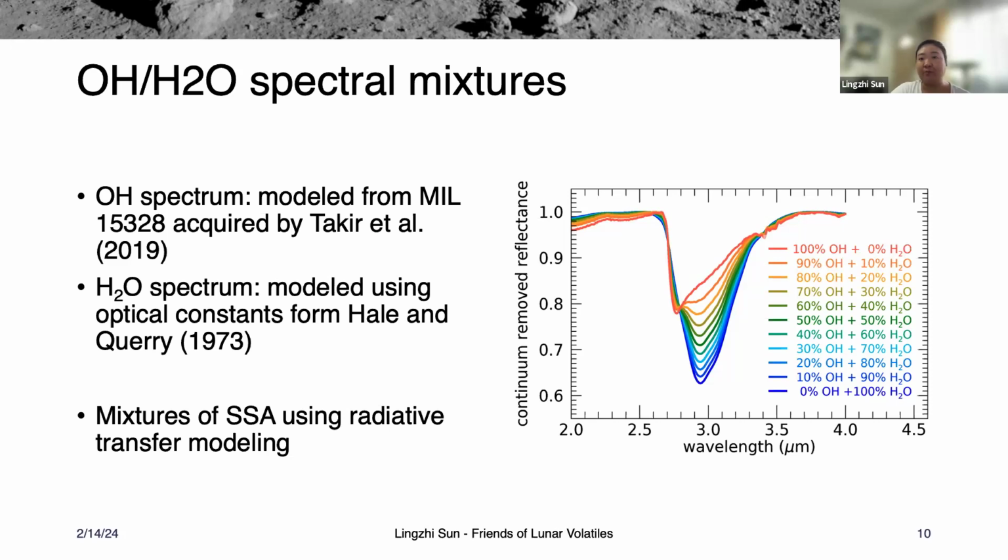They were measuring in vacuum. So this kind of odd spectrum is the OH, and this bottom blue spectrum is the H2O. The H2O is directly modeled from the optical constants from this Hill and Curry work, but we modeled it using a very thin coating of water on a plagioclase grain.